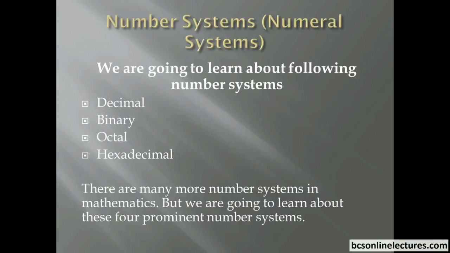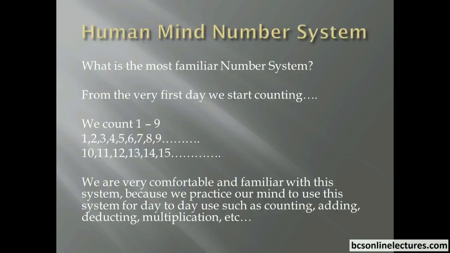So in computer science, we learn four different number systems: decimal, binary, octal, and hexadecimal. These are the four number systems that we are going to learn. Now we are going to get a starting point to our lesson.